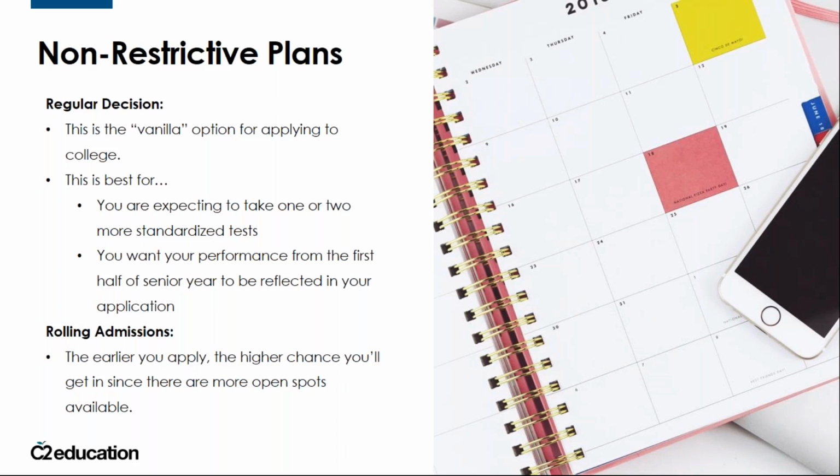Rolling admissions. Rolling admissions is very simple. The earlier you apply, the higher the chance you get in. It is a first come, first served basis. These are the ones that you'll see with application deadlines in like March. They really aren't in March. It's really a first come, first served basis. So if you see an application deadline in March, it's probably rolling admissions, and the earlier you get it in, the better the chance you have of getting into the school.